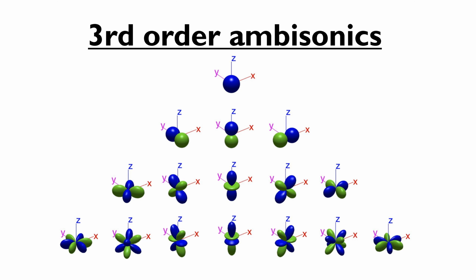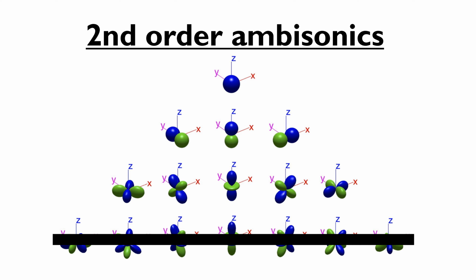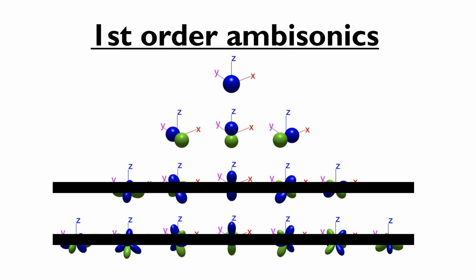One of the cool things about ambisonics orders is that they are all compatible. You can make a second order file from a third order signal just by removing the last 7 channels. Removing another 5 gives you a first order file.